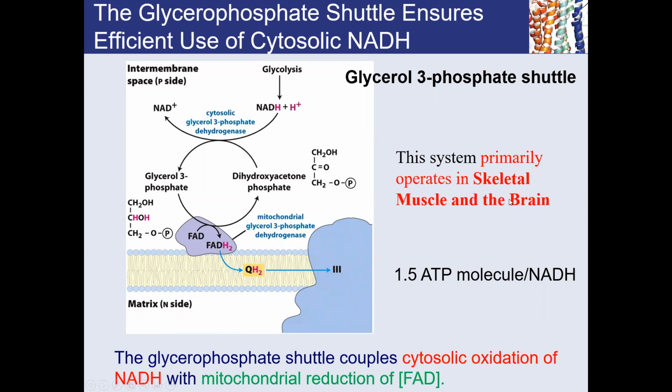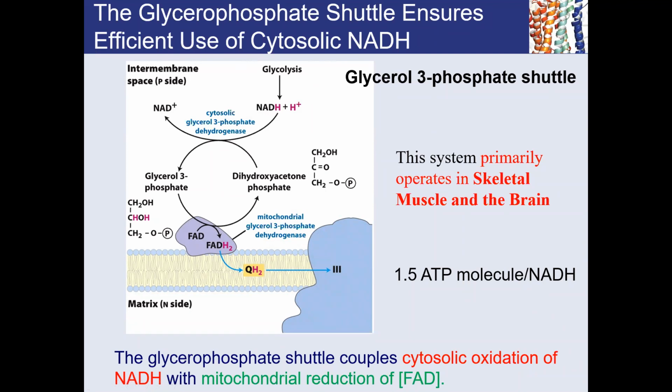So what happens here? If you look here, they're showing you the P side. P side is the intermembrane space, right? Remember, the outer mitochondrial membrane is pretty leaky. It allows certain things to come in and out. NADH is able to come into the intermembrane space without any problem. The outer mitochondrial membrane will allow that NADH to come, right?